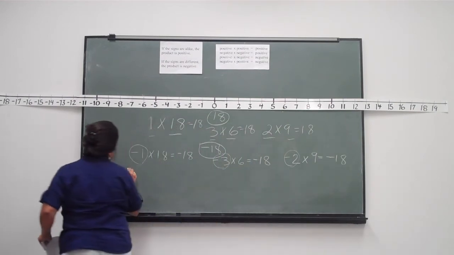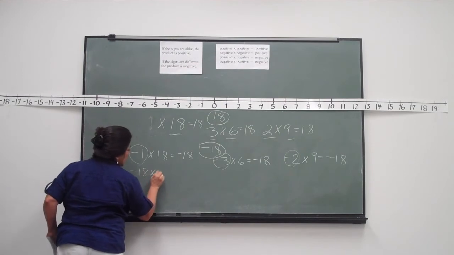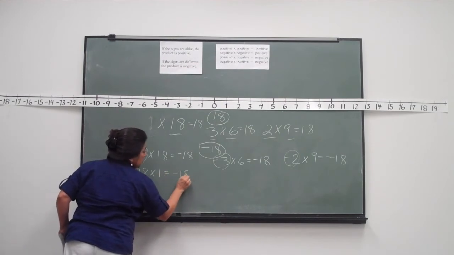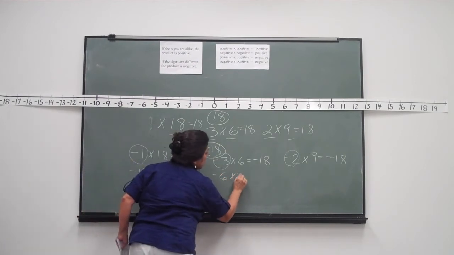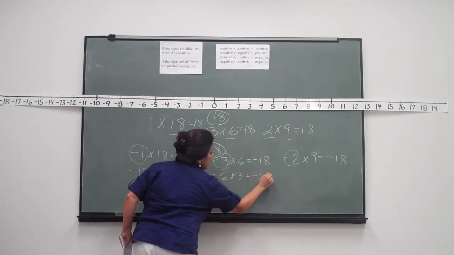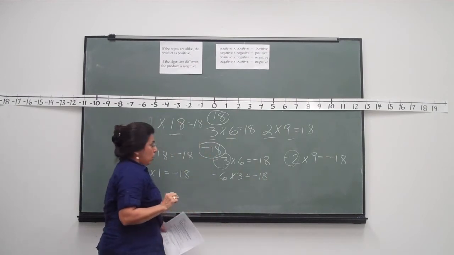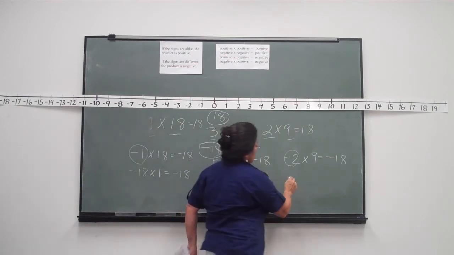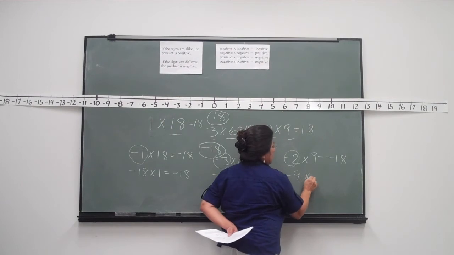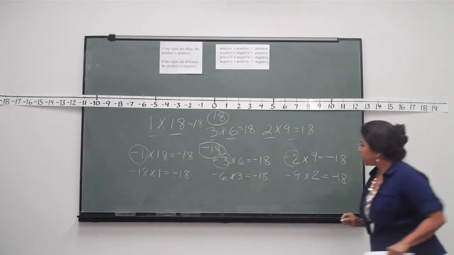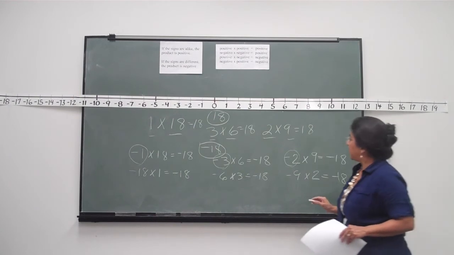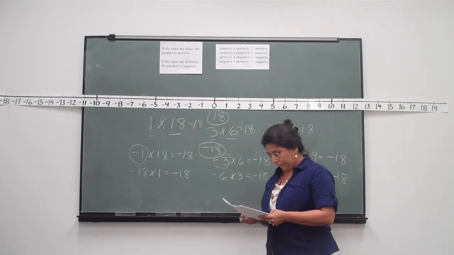We could write it as negative 18 times 1 to equal negative 18. Or we can write it as a negative 6 times 3. Or we could write the last one as a negative 9 times 2 equals negative 18. Okay? So you see the pattern here. All right?